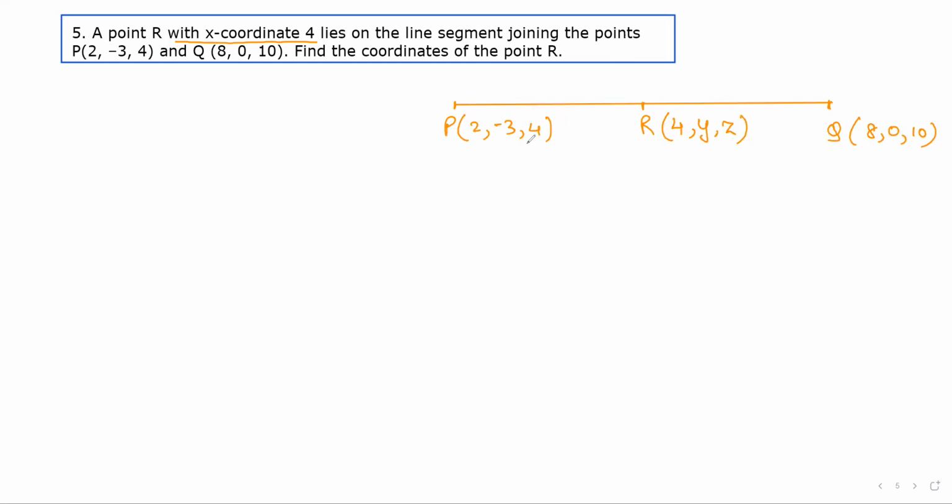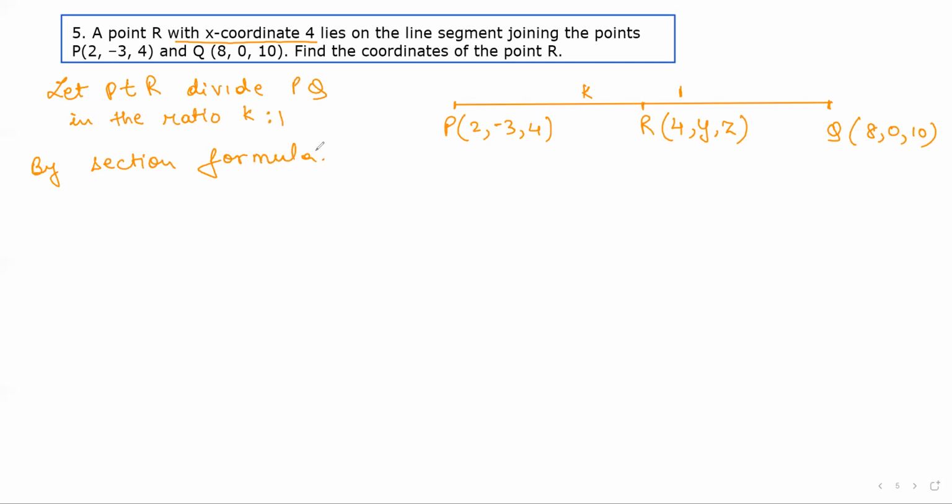Now we do not have any other information. So what we'll do is, we'll consider this point R to divide PQ in the ratio k is to 1. Let point R divide PQ in the ratio k is to 1. Now applying the section formula, what can you say?